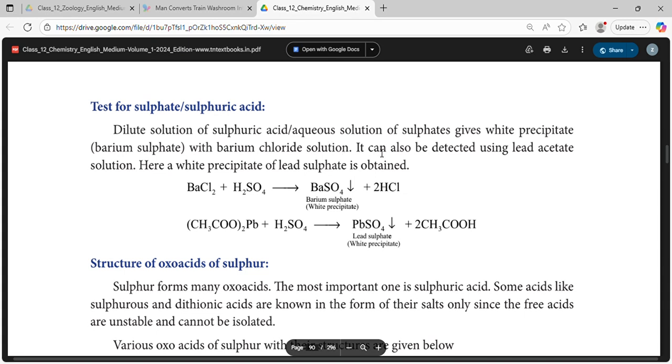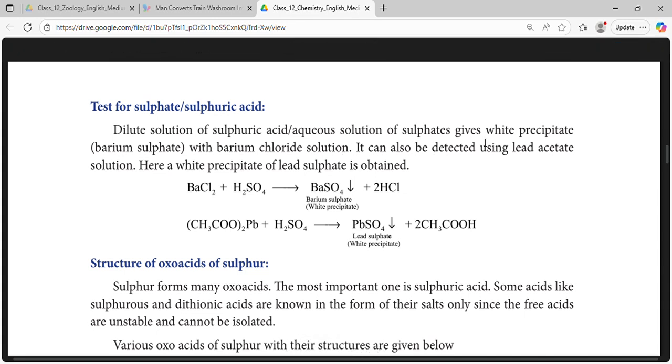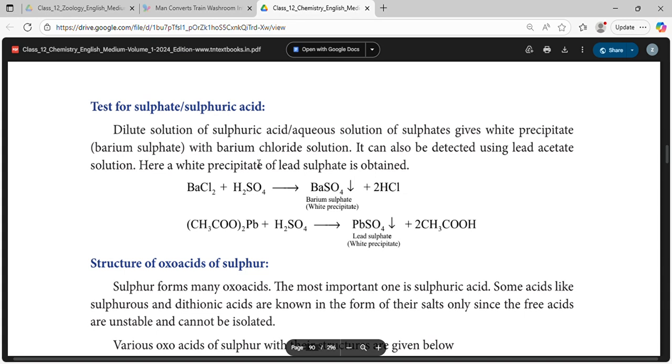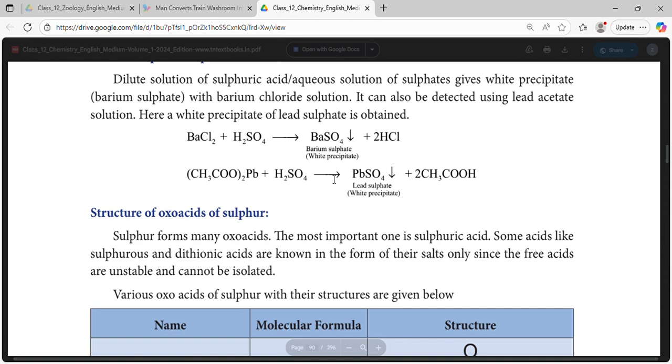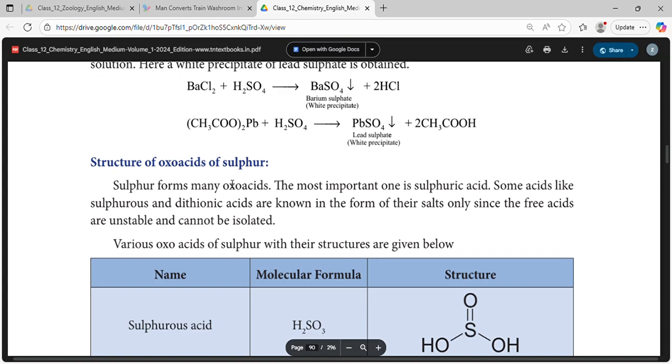Dilute sulfuric acid or an aqueous solution of sulfates gives a white precipitate of barium sulfate with barium chloride solution. It can also be detected using lead acetate solution, where a white precipitate of lead sulfate is obtained. Barium chloride plus H2SO4 gives barium sulfate plus 2HCl.